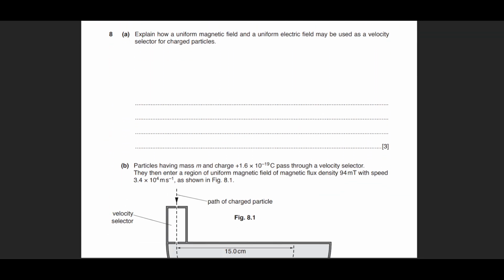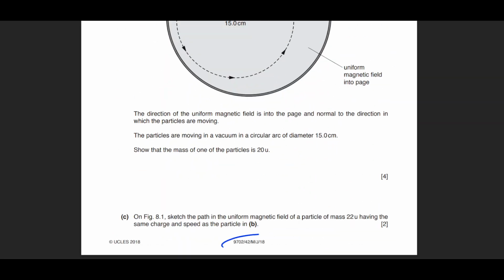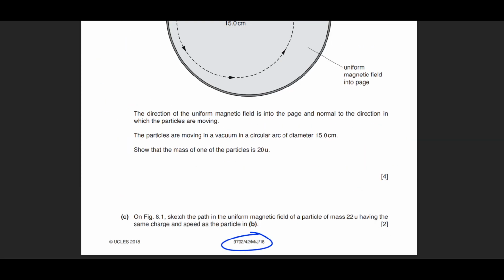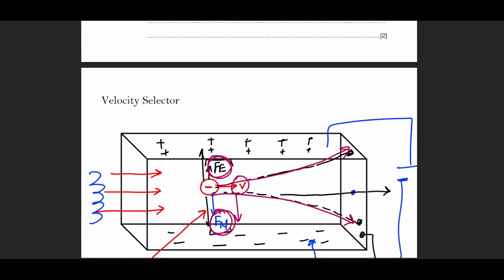So you will see the same question in May, June 2018. Actually, this is a repeated question. So they will ask you about the velocity selector in this way. You can look at the marking scheme and see how to answer this question, but I've explained the theory to you, how it actually works.